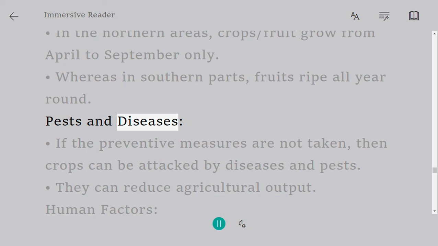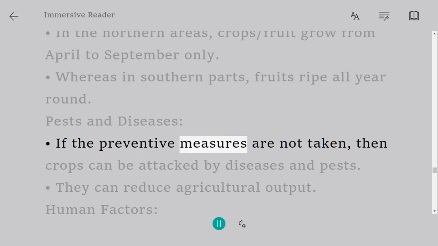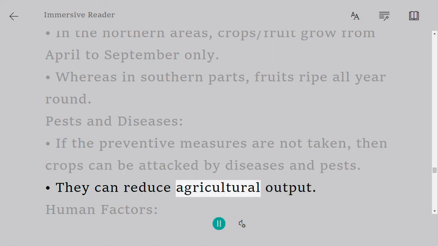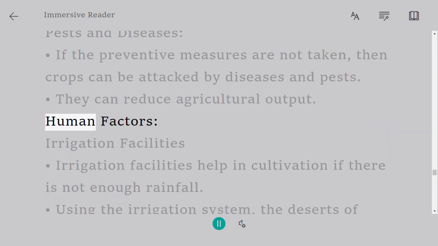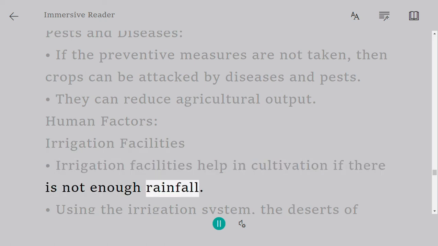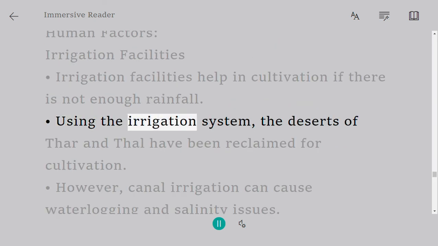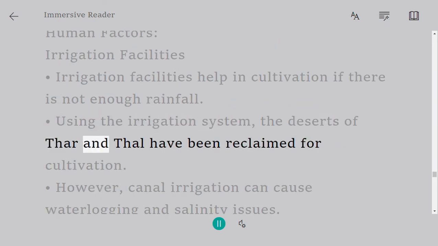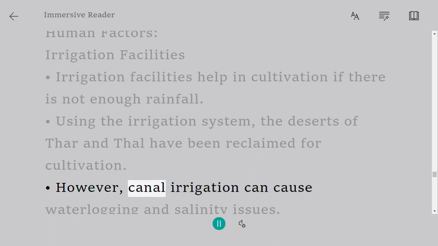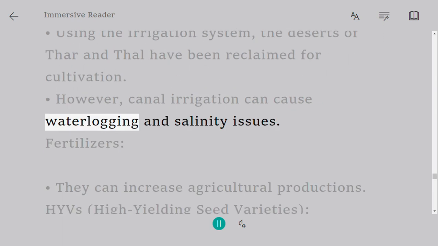Pests and diseases. If preventive measures are not taken, then crops can be attacked by diseases and pests. They can reduce agricultural output. Human factors. Irrigation facilities. Irrigation facilities help in cultivation if there is not enough rainfall. Using the irrigation system, the deserts of Thal have been reclaimed for cultivation. However, canal irrigation can cause waterlogging and salinity issues.